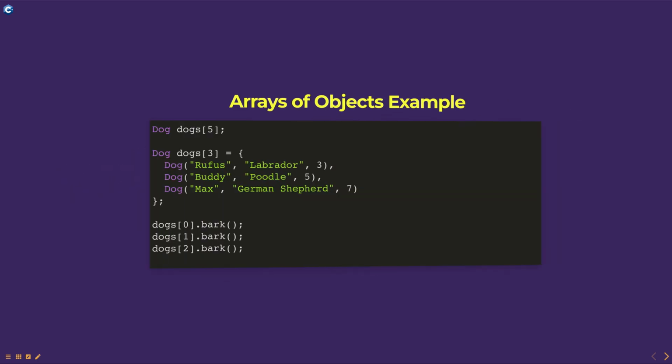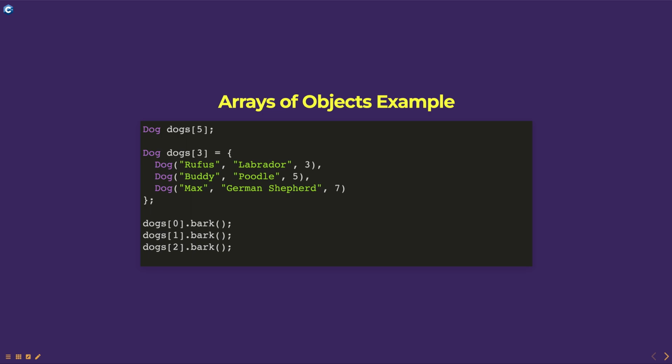For example, you could create an array of dog objects. The below first line would create an array of 5 dog objects, each with uninitialized values for its data members.